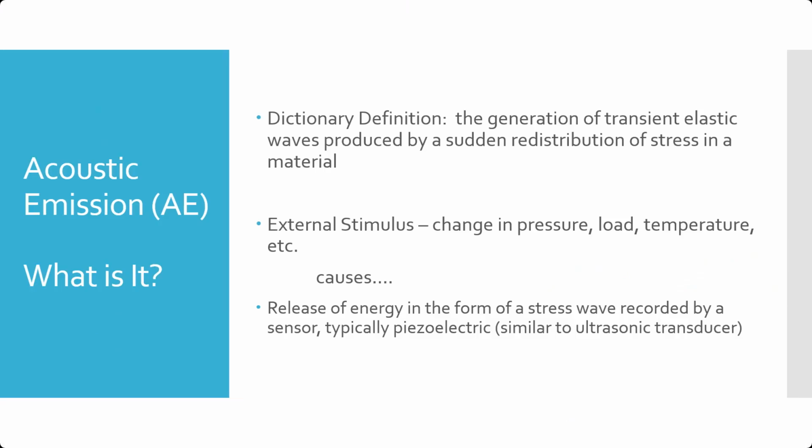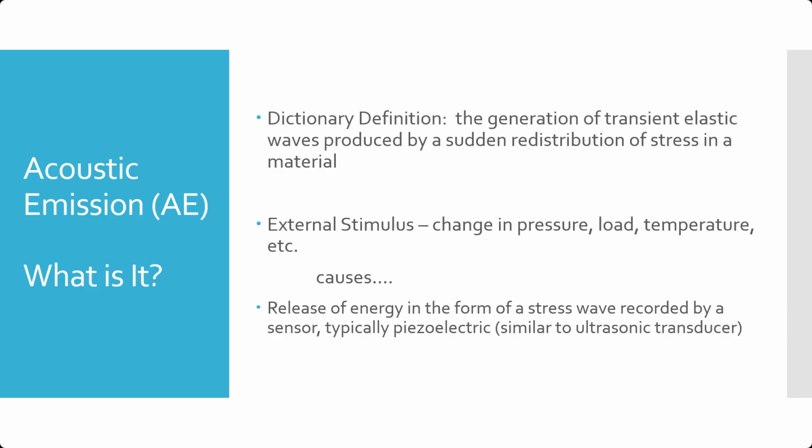So looking at what is acoustic emission, the dictionary definition, using dictionary words, the generation of transient elastic waves produced by a sudden redistribution of stress in a material. And to make it simpler, external stimulus, such as a change in pressure, load, or temperature, is going to cause the release of energy in a part in the form of stress waves. And these can then be recorded by a sensor.